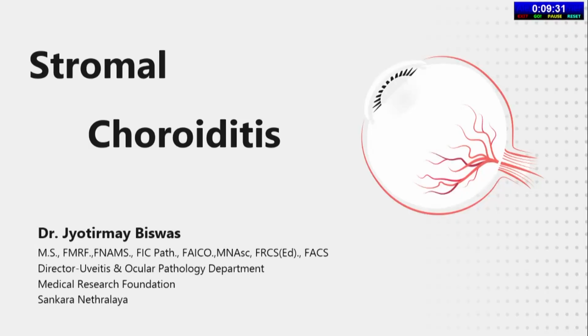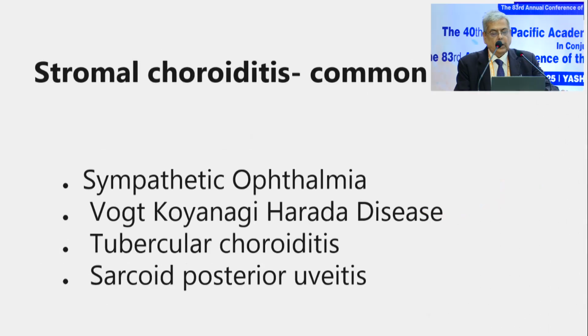So, I'll be talking on stromal choroiditis. Stromal choroiditis is not rare. The common causes are sympathetic ophthalmia, Vogt-Koyanagi-Harada disease, tubercular choroiditis, and sarcoid uveitis. Unfortunately, we don't have pathology specimens except in sympathetic ophthalmia in many of these entities, so we don't know the pathophysiology or pathologic correlation.